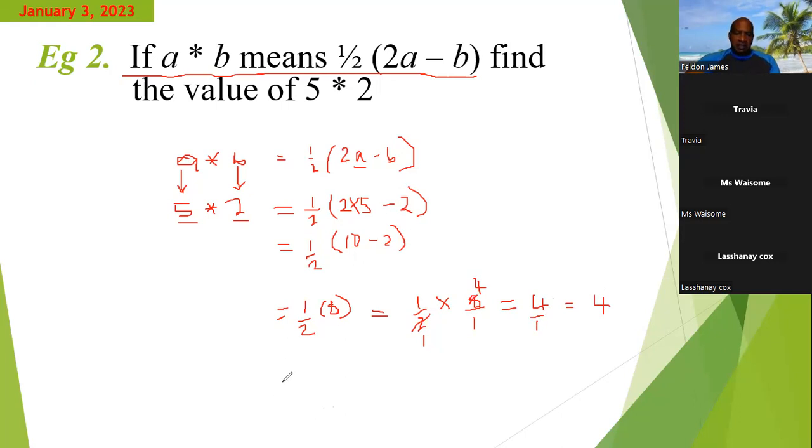If you wish, from here, if you just do your cancellation, so 2 into 2 goes 1, and 2 into 8 goes 4. You can do it that way, or if you wish, you could multiply out by the 8, and that would just give you 8 over 2.